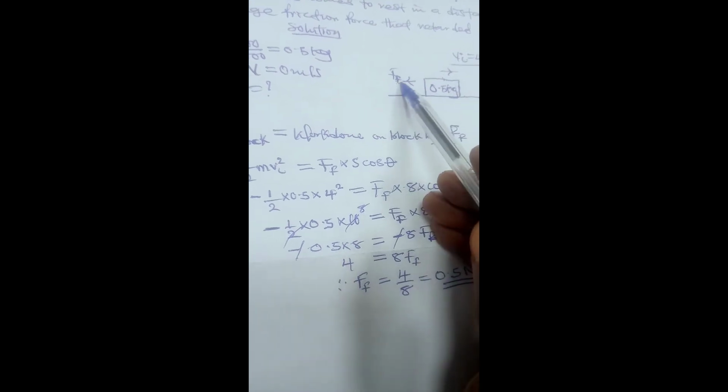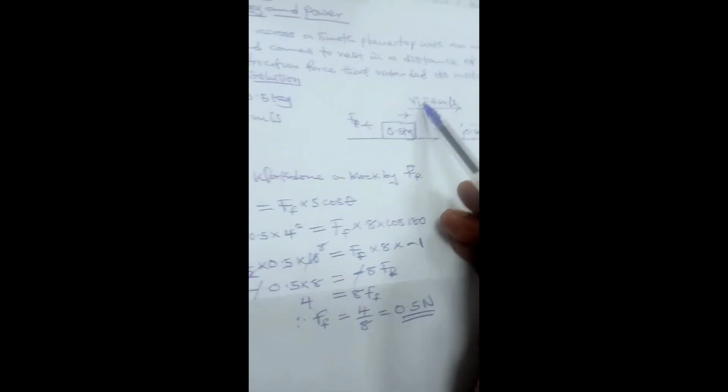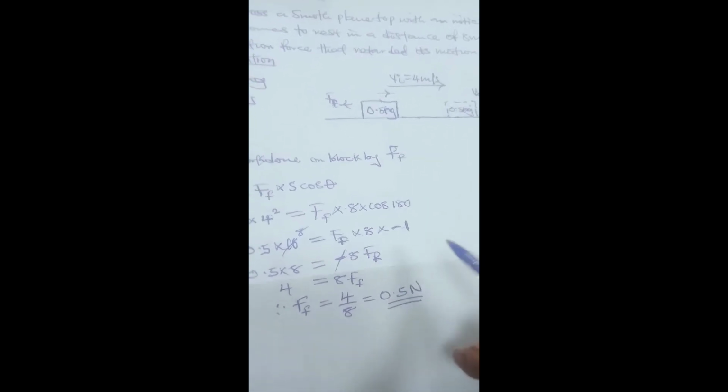Now, simple. This is the force that exists between the block and the surface to bring this object to rest, to reduce this velocity of 4 meters per second to 0 meters per second. The amount of force that exists between them that brought the object to rest is 0.5 Newton.